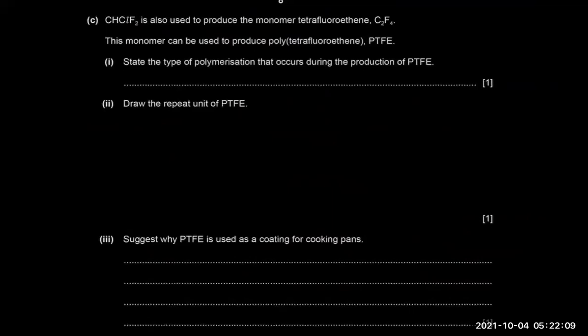CHClF2 is also used to produce the monomer tetrafluoroethylene. This monomer can be used to produce polytetrafluoroethylene, which is PTFE. State the type of polymerization. Addition polymerization. What does the repeat unit of PTFE look like? Well, we know that the alkene is just this. So the repeat unit will look pretty much the same, but it'll have the continuation bonds.